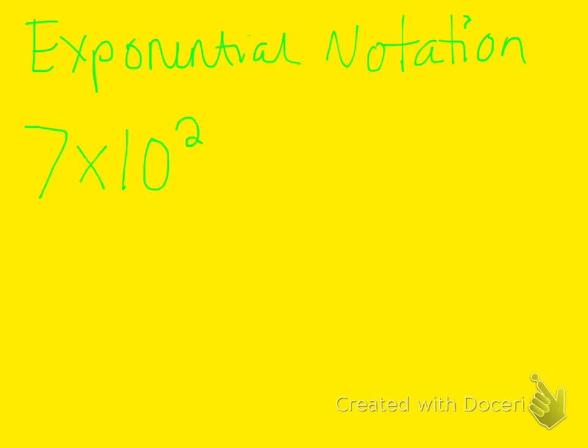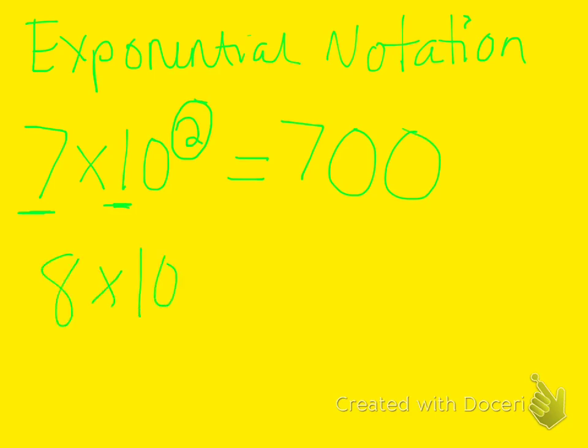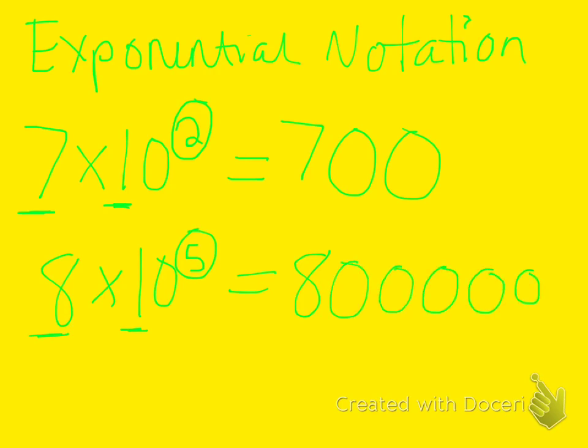Now where it gets tricky is when we're multiplying by an exponent. So for example, if we have 7 times 10 to the 2nd power, the first step is to take 7 times 1, which is 7, and we add our exponent. That's how many zeros we add. Okay, if we're doing 8 times 10 to the 5th power, 8 times 1 is 8, and our exponent tells us how many zeros. We have 5 zeros. So our answer is 800,000.